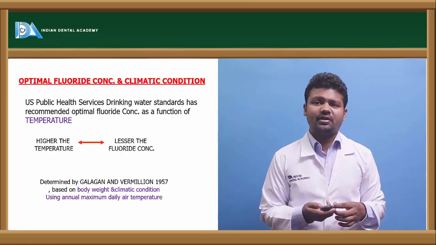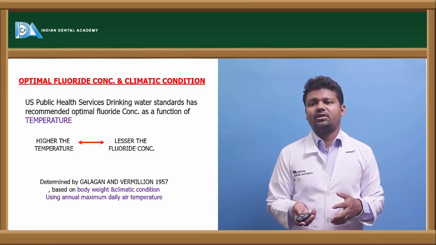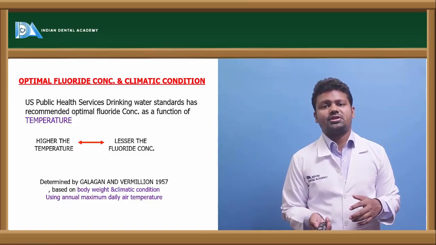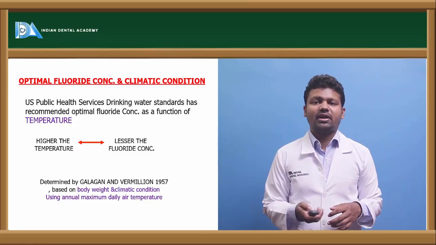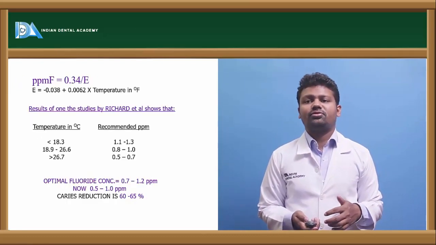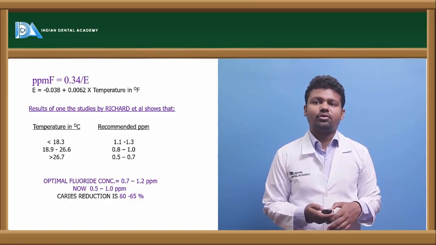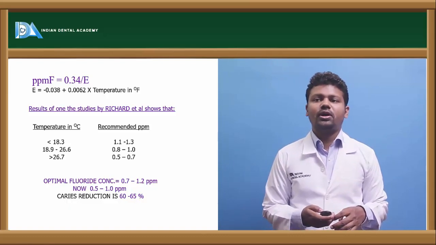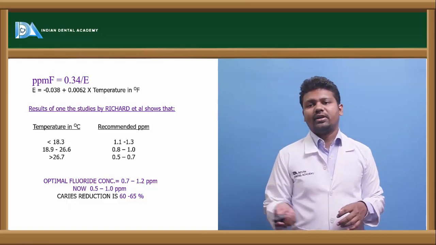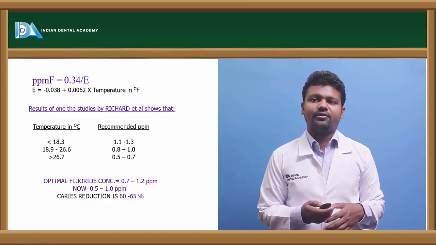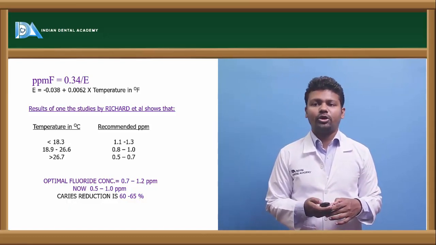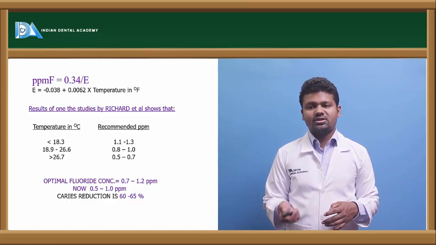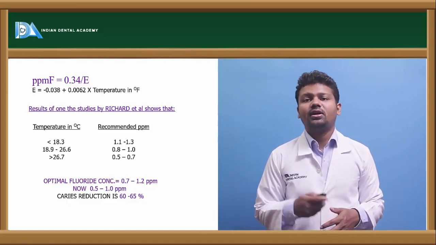Optimal fluoride concentration and climatic condition. The U.S. government has stated that as the temperature rises, the fluoride concentration should decrease. This estimation of fluoride concentration is given by Galagan's formula, which states that fluoride ppm is equal to 0.34 divided by E, where E is 0.038 plus 0.0062 times the temperature in Fahrenheit. When calculated, if the temperature is less than 18.3 degrees, then the fluoride concentration is 1.1 to 1.3. As you can see, as the temperature rises, the concentration of fluoride decreases.